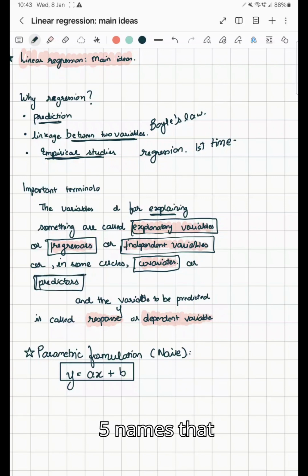So these are like five names that you might hear in the wild for the explanatory variable. And the variable to be predicted is called the response or the dependent variable. These are usually denoted by big X, and this is denoted by the small y.